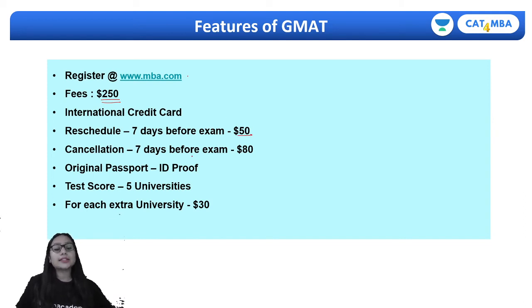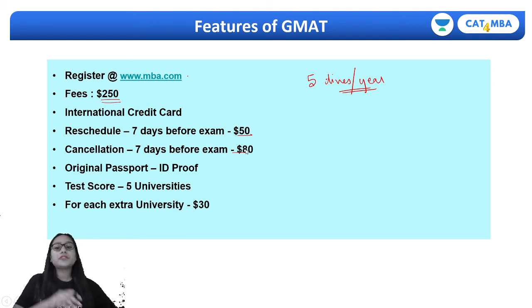If you want to cancel your attempt, because you get a maximum of 5 attempts in a year, you can give the GMAT 5 times in a year. So if you want to cancel any of the attempts, you have to pay the sum of $80. And you should carry your original passport as the ID proof on the day of the exam. No other ID proof would be used here.